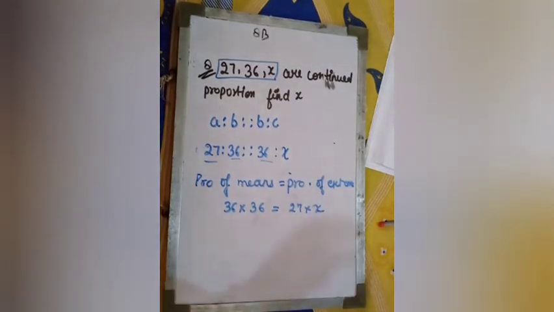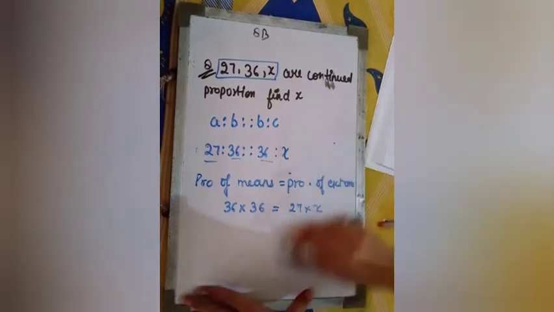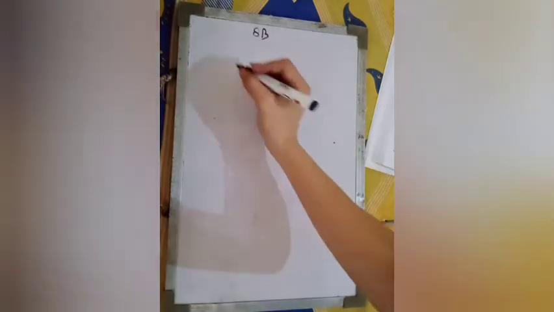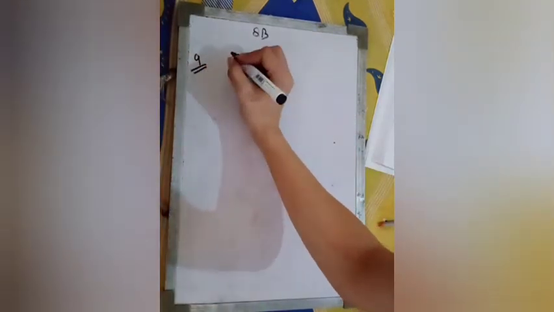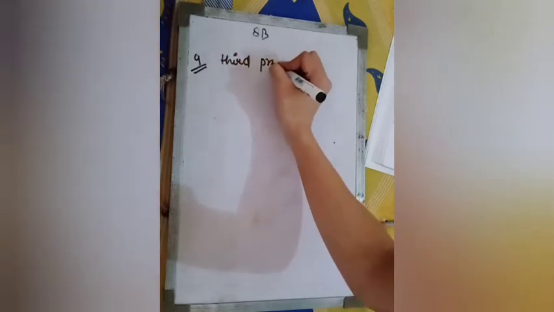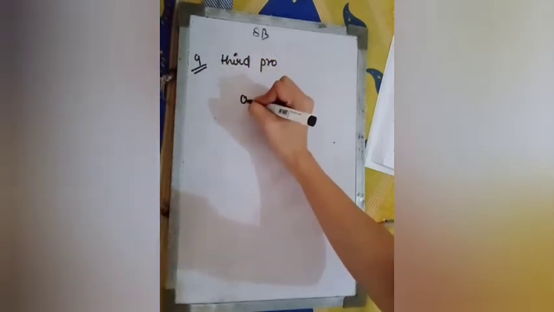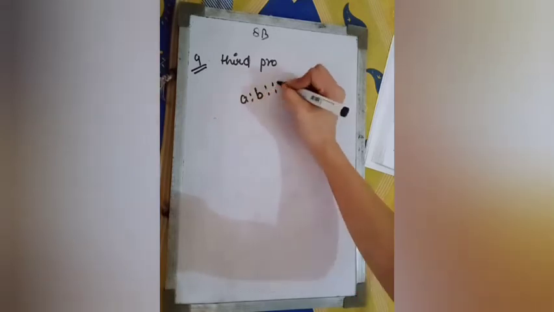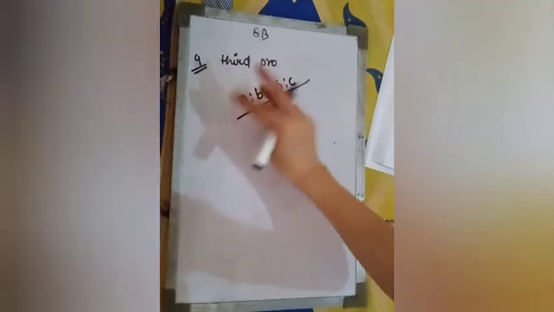Now move on to question number 10. Question number 9 is very easy. They are saying we have to find the third proportional. That means you have to find the x. Okay, let's see question number 9 as well. They are saying we have to find the third proportional. Third proportional means in this proportion we have only 3 values. That means it is this type of proportion.